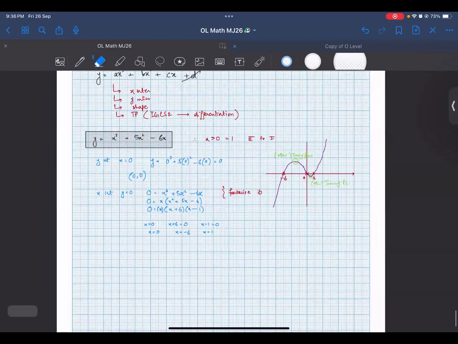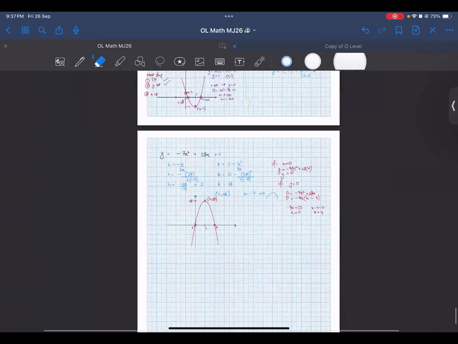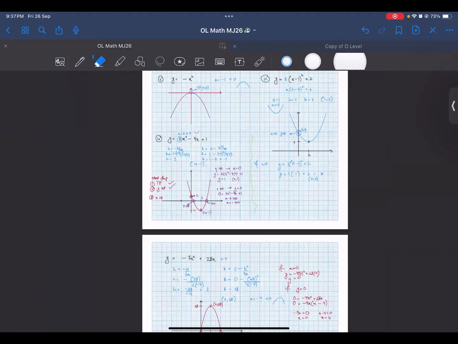Okay, let's do another one. Minus 2h plus 4h.